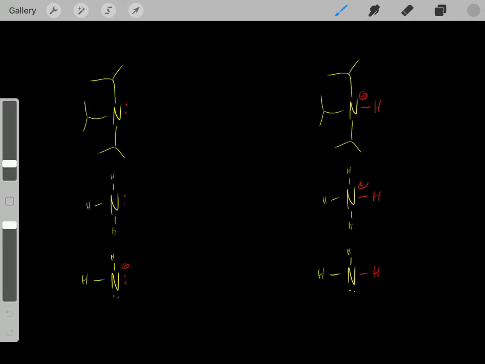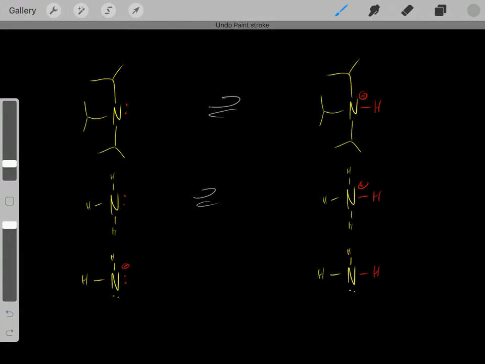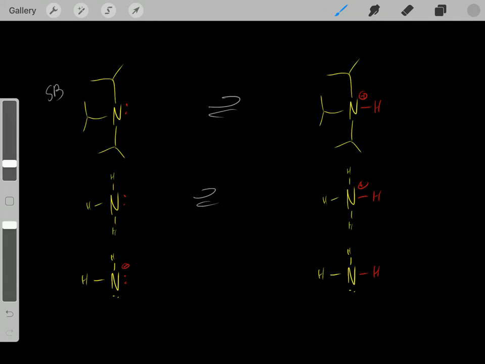So now let's compare these two bases. Which of these two bases is the stronger base? Well, we need to look at their conjugate acids and see which is a more stable conjugate acid. And I'll let you know right now, this is a more stable conjugate acid, so therefore this is a stronger base. This is a stronger base because it creates a more stable conjugate acid.